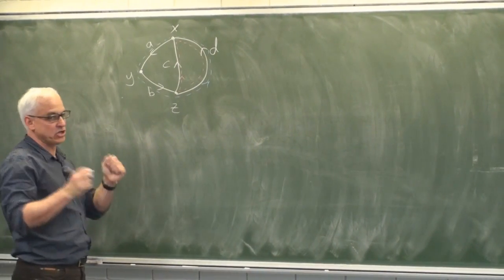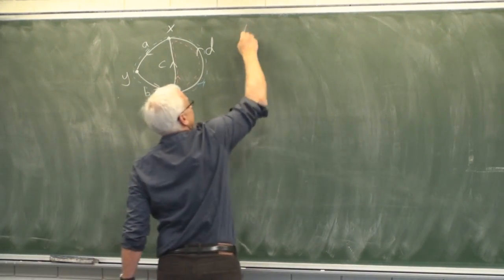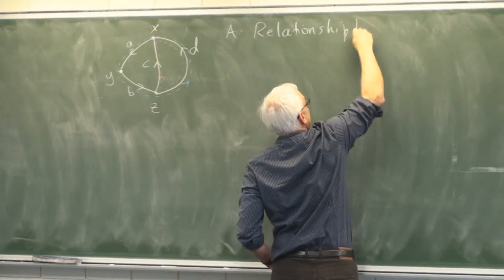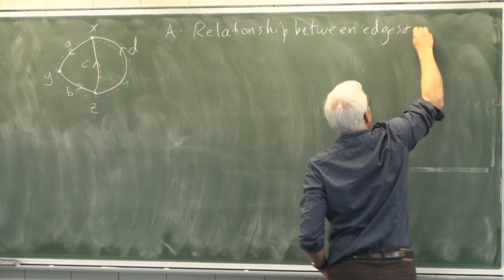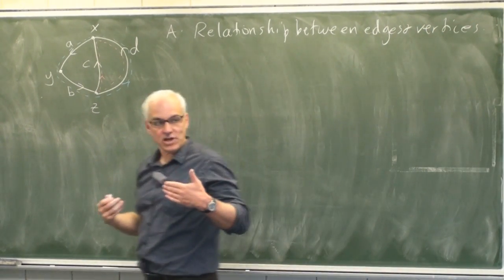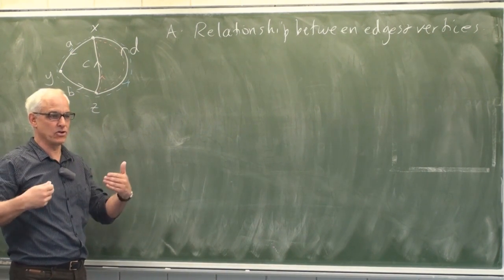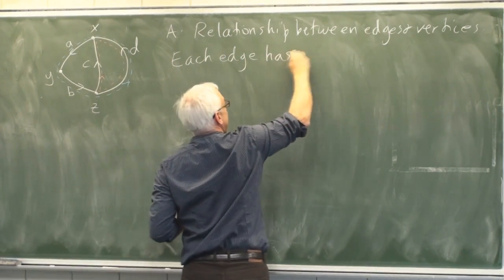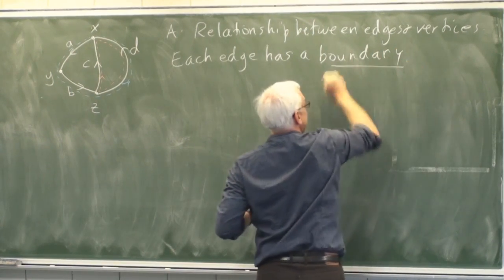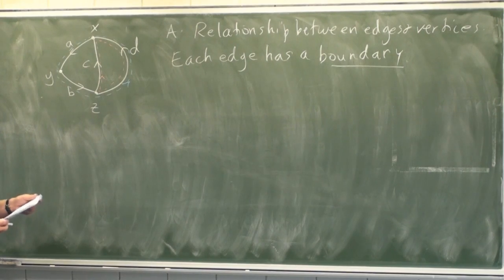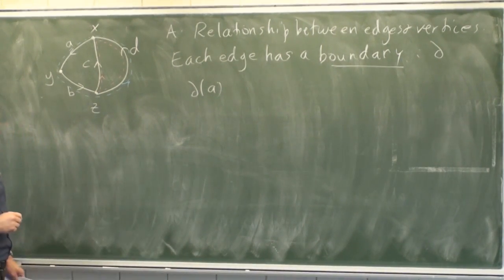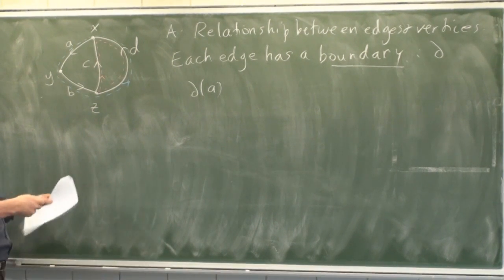Well, to answer that question, let's have another look at the graph, and at the edges and the relationship between the edges and the vertices. So the answer is, it depends on the relationship between edges and vertices. And we're going to express that relationship in terms of a boundary, talking about the boundary of an edge. Each edge has a boundary. Boundaries are crucial in homology. The boundary typically would be denoted by del, this Greek letter del, that will denote for us the boundary of something.